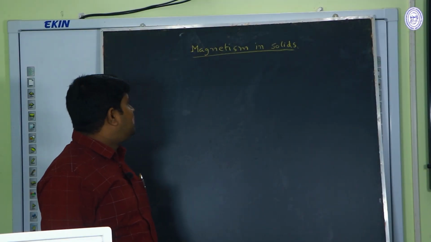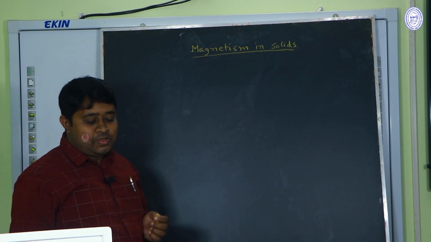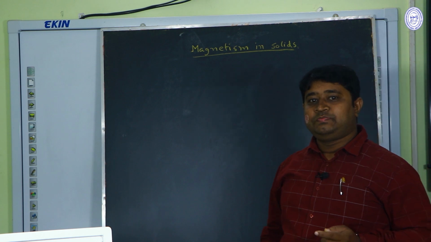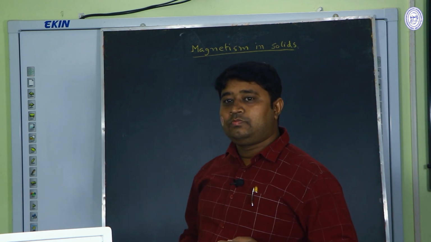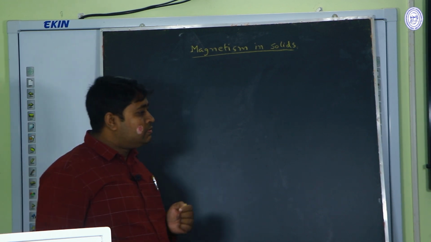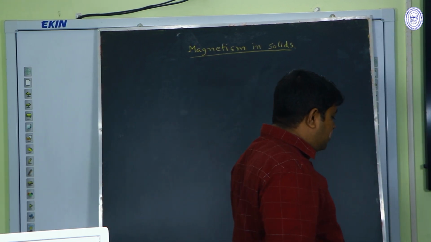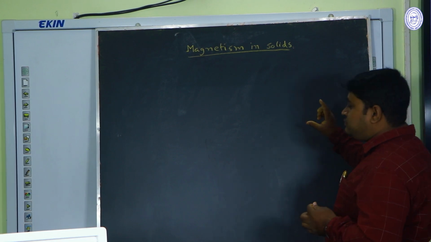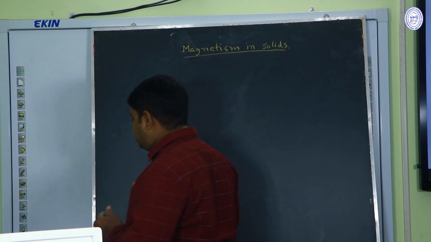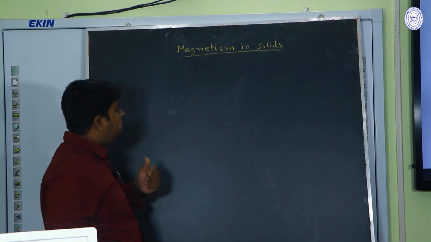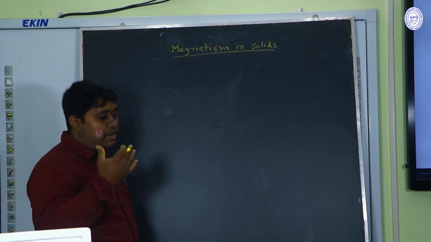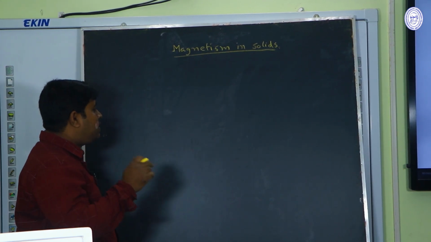Today we will discuss the magnetic property in solids. Magnetism in solids mainly arises due to the spin motion and orbital motion of the electron. The major contribution of the magnetism mainly arises due to the spin motion of the electron, and the nature of the magnetism arises due to the number of unpaired electrons of the atom.